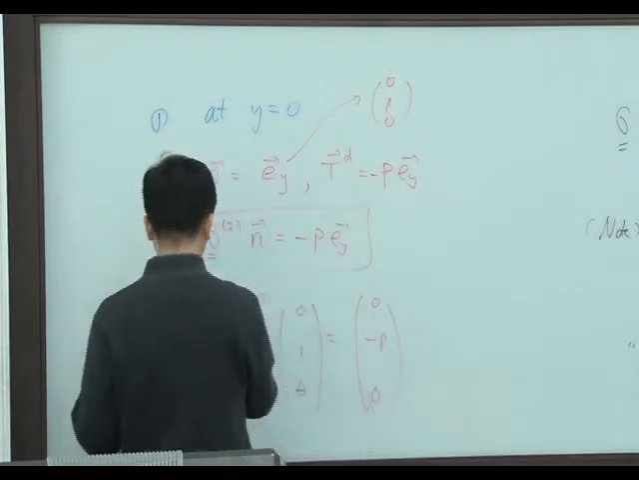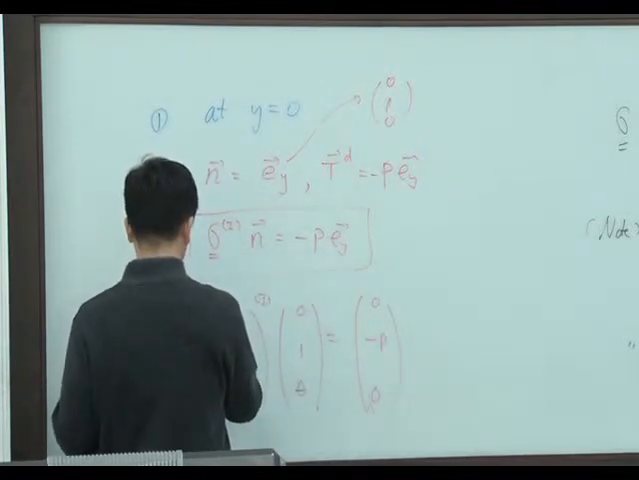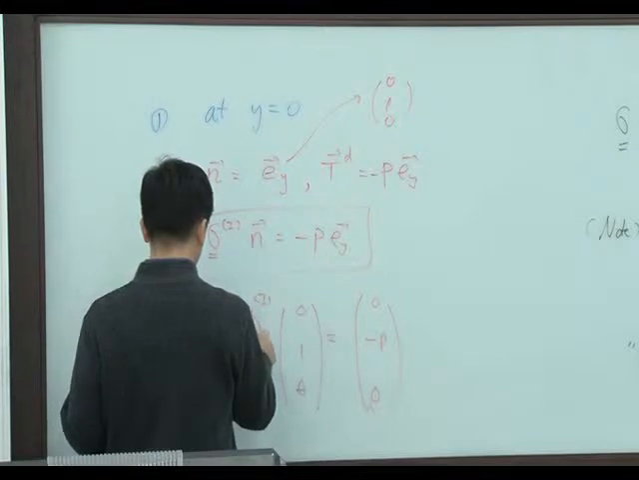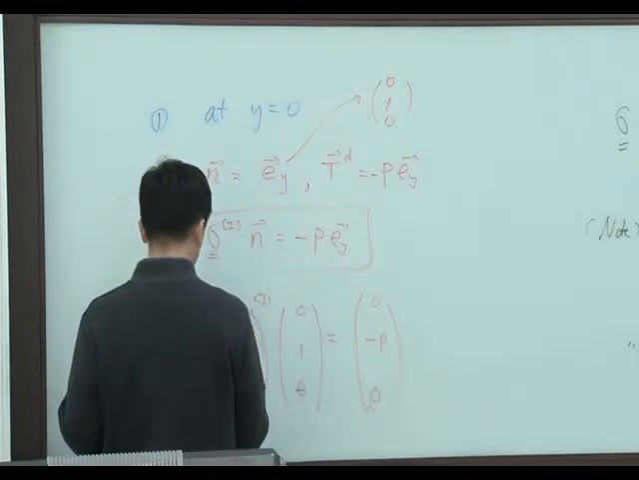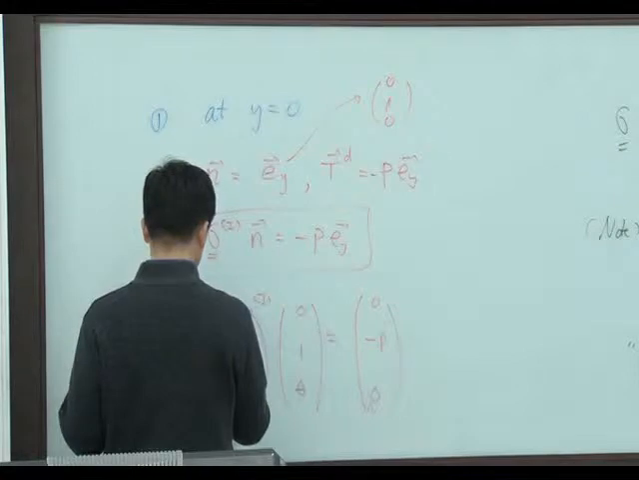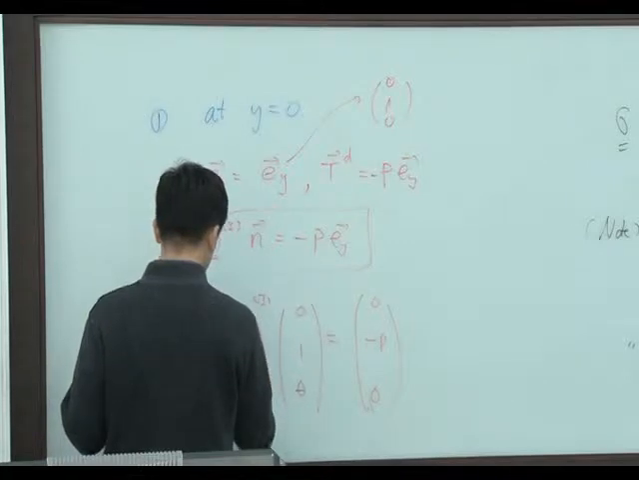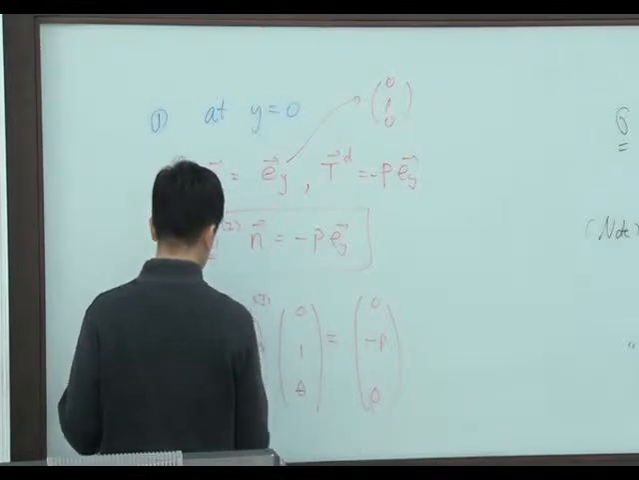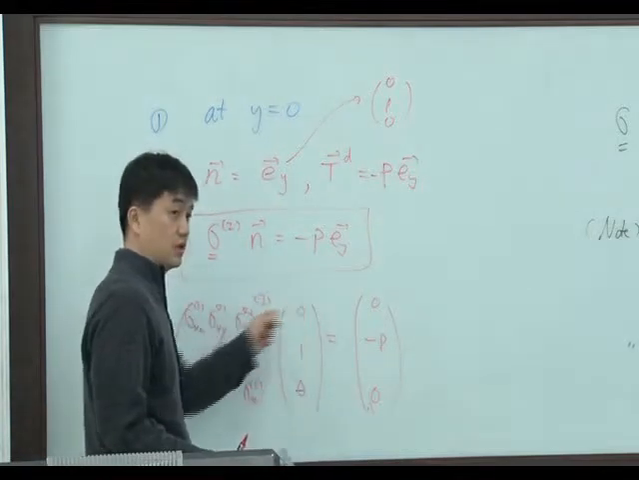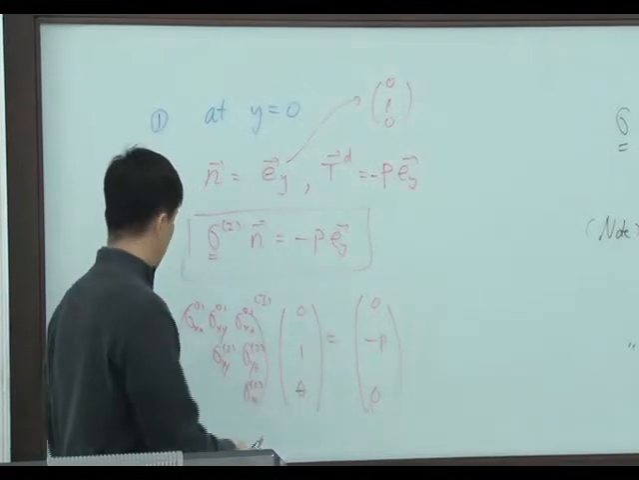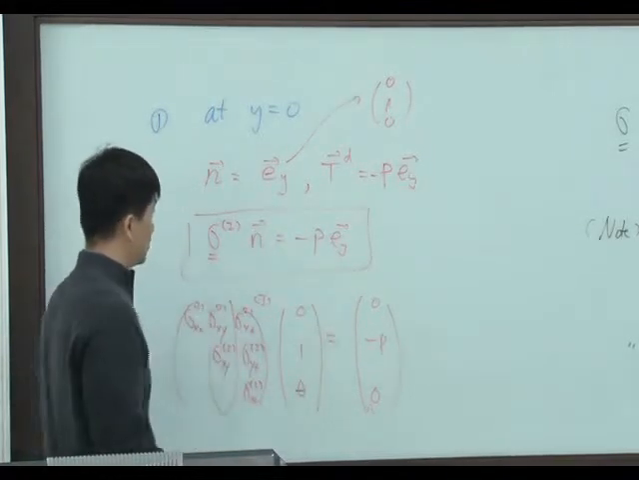So here stress xx, xy, xz, yy, yz, zz, something like that. So if you multiply this matrix and this vector, you are going to have only this component, right?